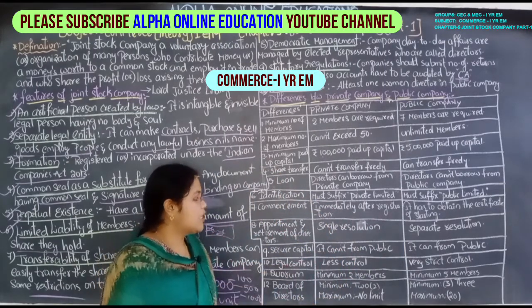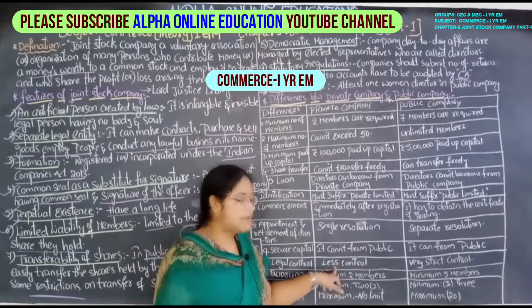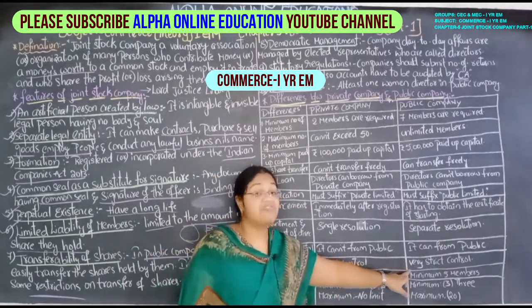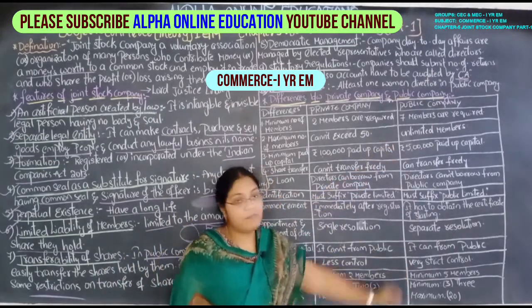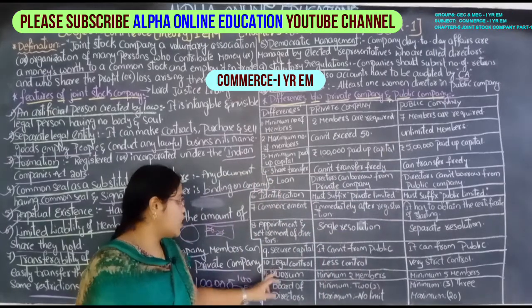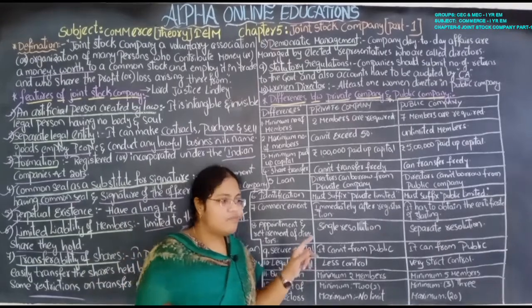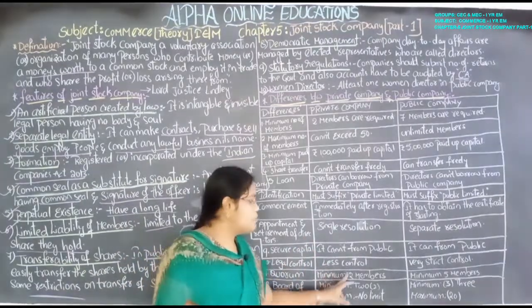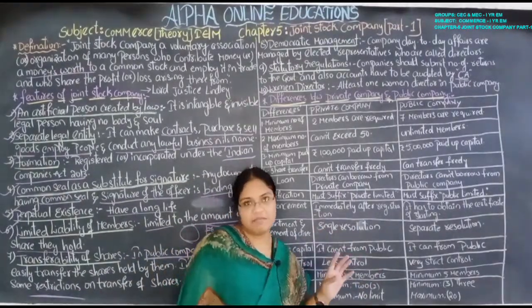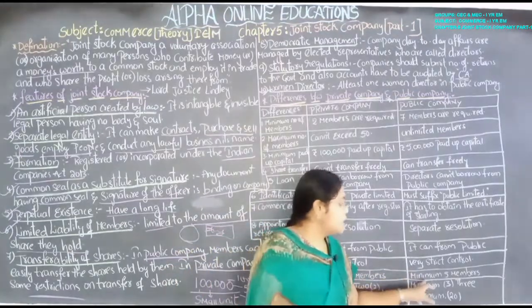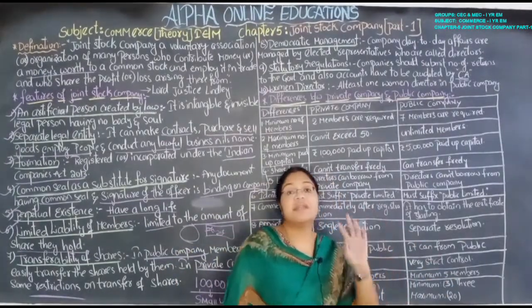Legal control: in a private company the government has less control; in a public company it has very strict control, because the government plays the main role. Quorum means meetings. In a private company, at least 2 members should attend the meeting. In a public company, minimum 5 members should attend the meeting.